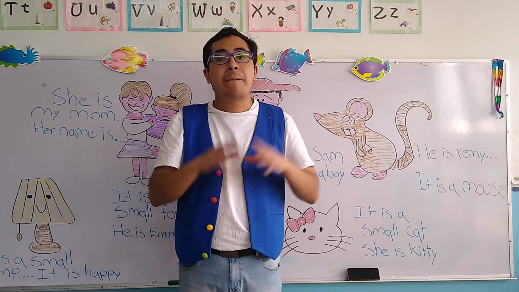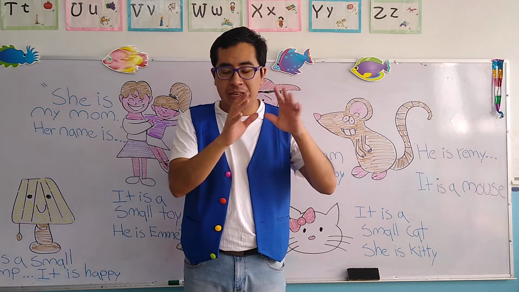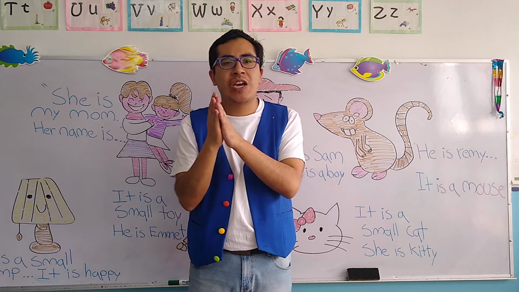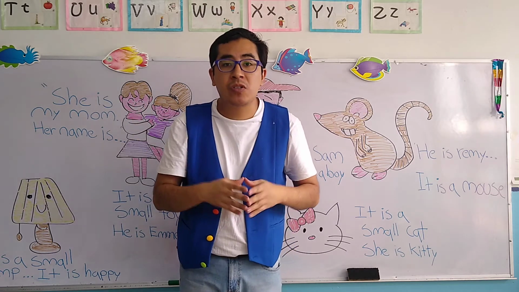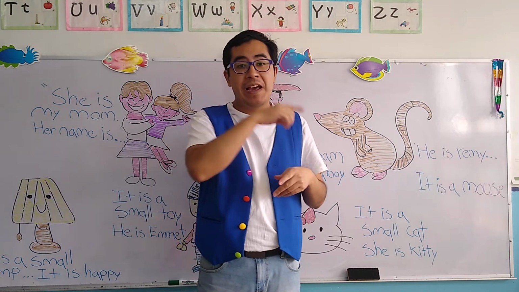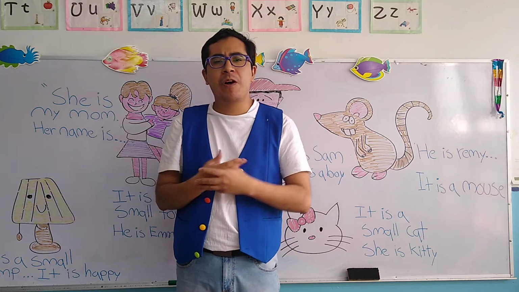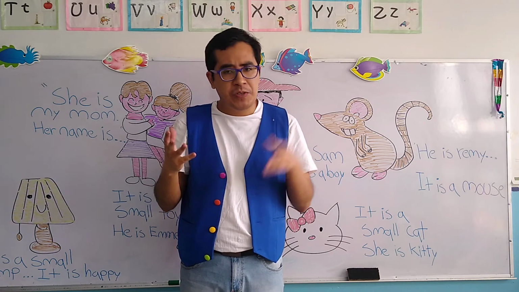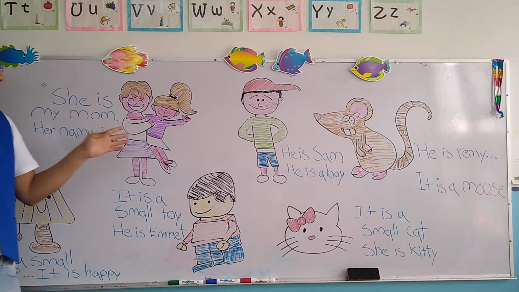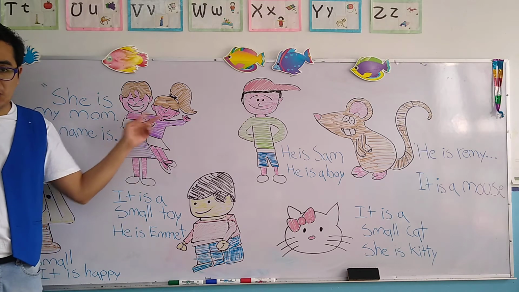But today, besides reviewing it, aparte de repasarlo, we're going to associate it, lo vamos a asociar with sentences, con oraciones. Okay? So it's going to be very interesting. Let's begin. Now, first of all, let's talk about the objects that we have here on the whiteboard. So, first of all, we have two people, as you can see.